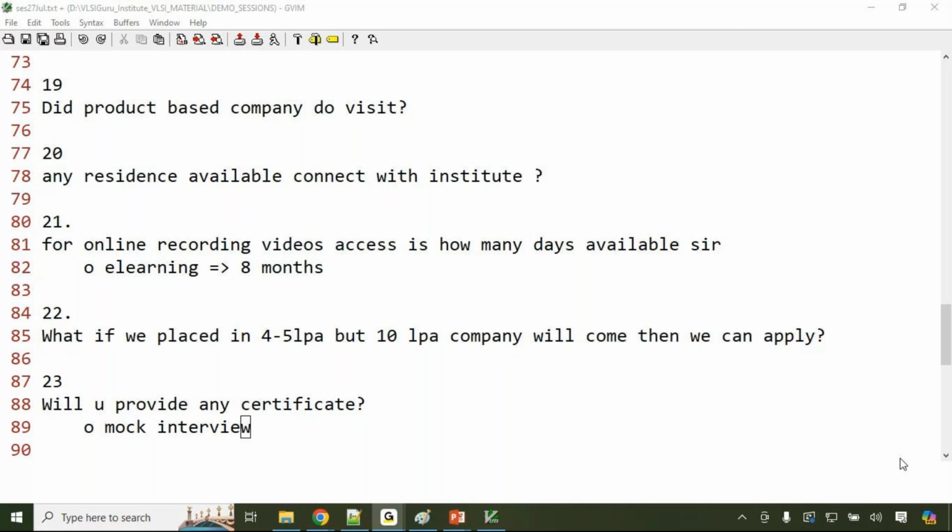You join Wipro at some salary. Assume, let's say 4 lakhs per annum. It is not guaranteed that from day one you will be in a project. Initially for 4 to 5 months, they may keep you on bench. Then they will place you on a project.